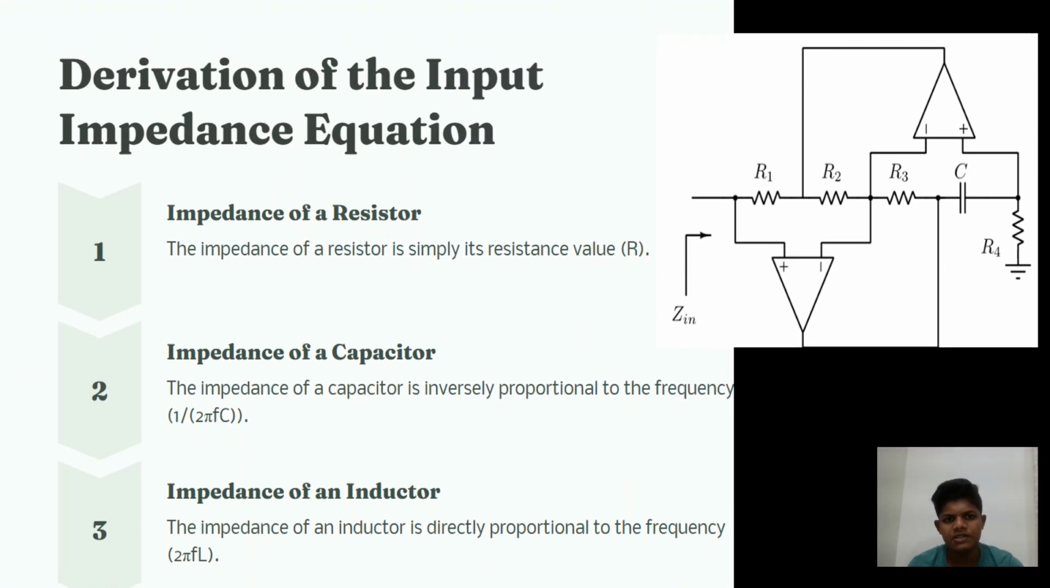Derivation of the input impedance equation. To derive the input impedance, first the impedance of a resistor. The impedance of a resistor is simply the resistance value R. Impedance of a capacitor. The impedance of a capacitor is inversely proportional to the frequency. Then impedance of an inductor. The impedance of an inductor is directly proportional to the frequency.